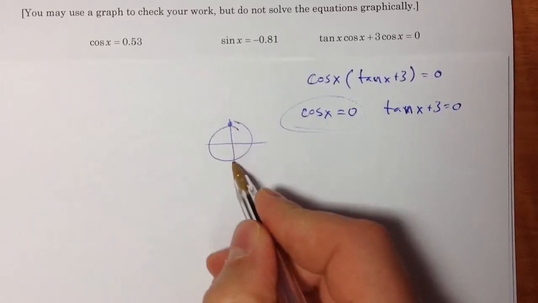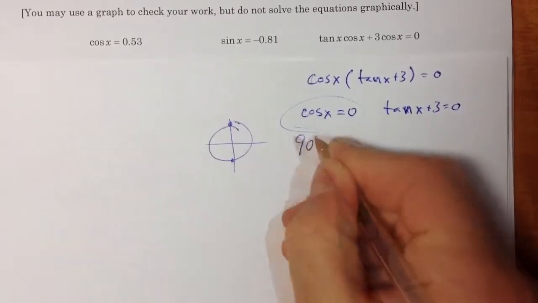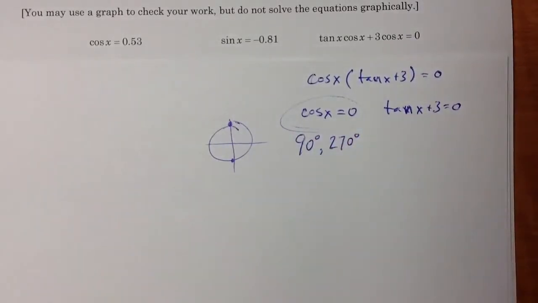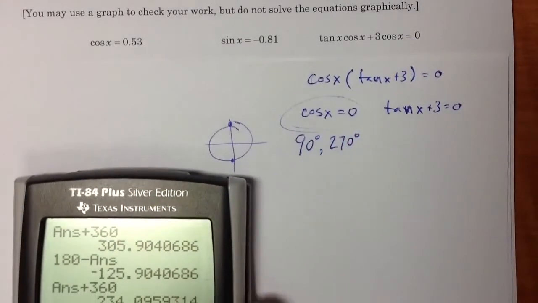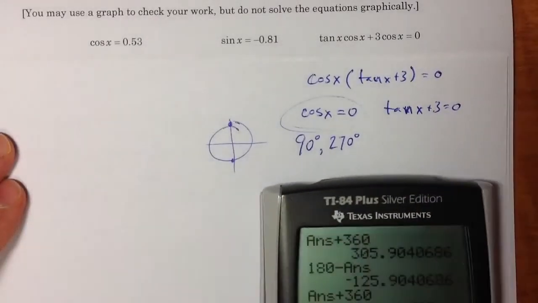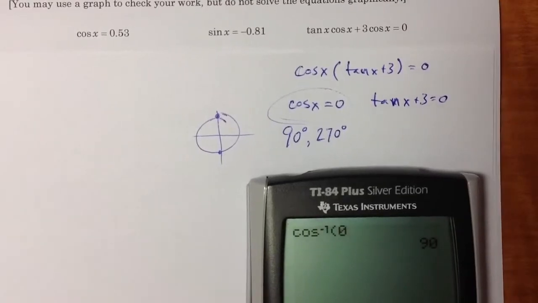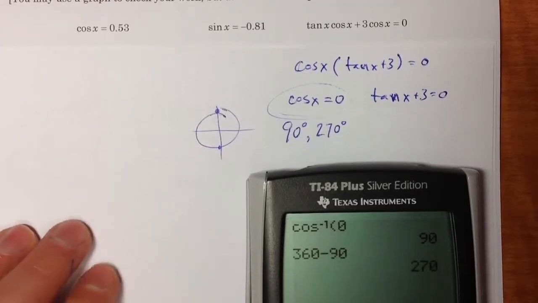The first value is some nice points on the unit circle. Cosine equals 0 at 90 degrees and at 270 degrees. We can, of course, use the calculator to find values for that as well. If I take inverse cosine of 0, we get the 90 degree solution, and then just as we did before, I can take 360 minus 90 to find that second solution.